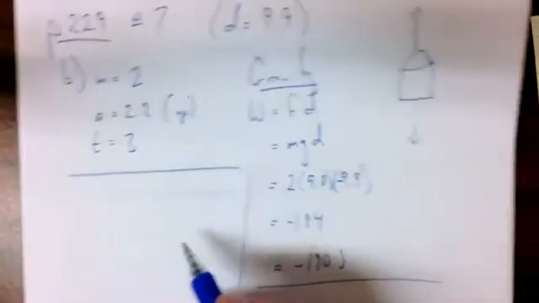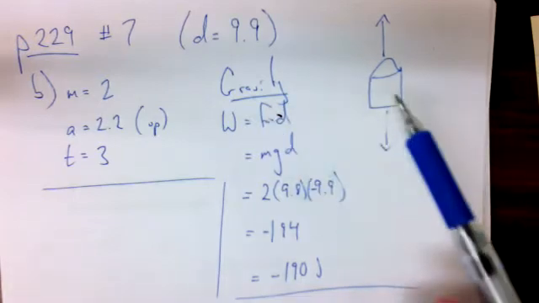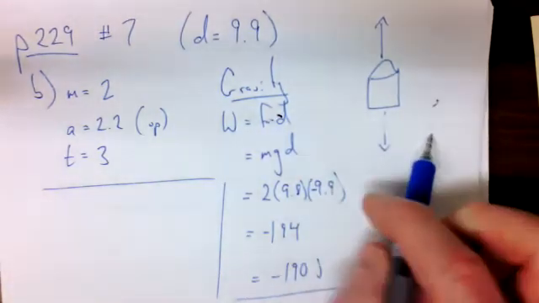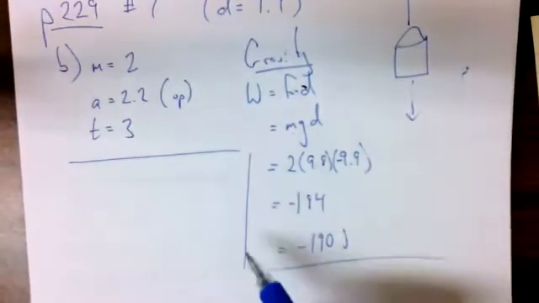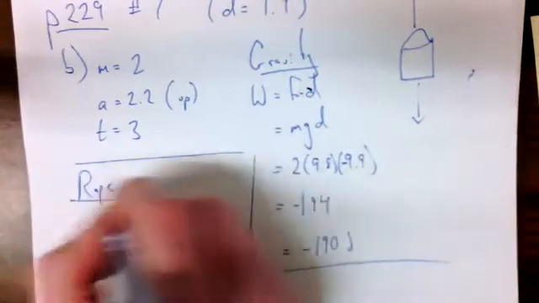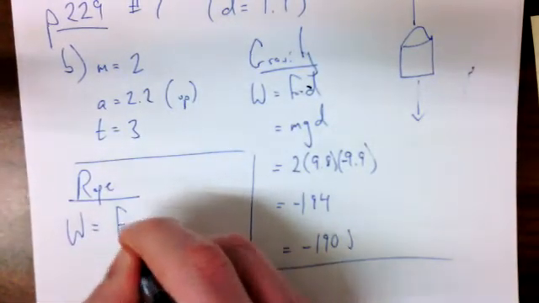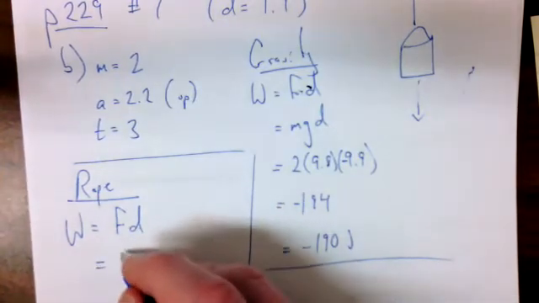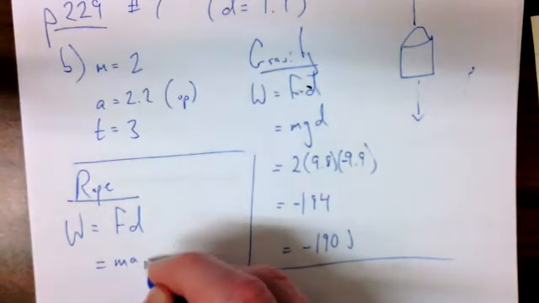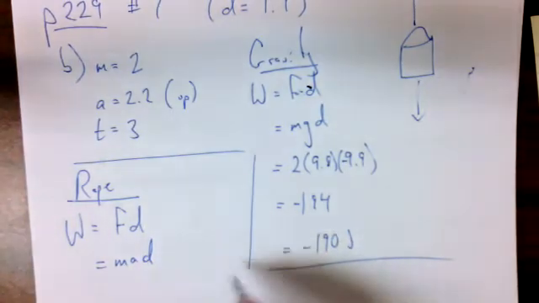So now the rope, and this is what I screwed up on in class: the rope has to overcome gravity. The rope has to overcome what gravity is doing. So for the rope, you say it like the rope is a person. Work equals force times displacement. Force is mass times acceleration times displacement.